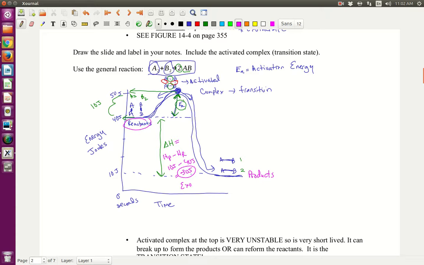Okay, I want you to put this all into your notes. So if you need to pause for a moment and get that in, go ahead and do that. And then we're going to move forward.